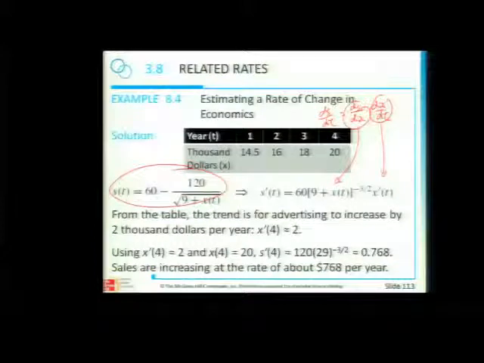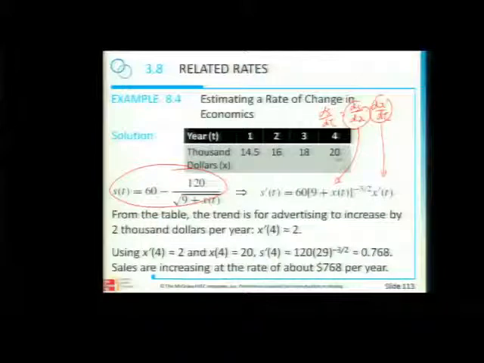If you look at the table, year 1, 14.5, year 2, 16, year 3, 18, an increase of 2. From year 1 to year 2, there's an increase of 1.5 thousand in advertisement cost. But from year 2 to year 3, the increase is 2,000, and from year 3 to year 4, also 2,000. So maybe what we can say is, in year 4, the rate of change of advertisement cost is just 2,000 per year.